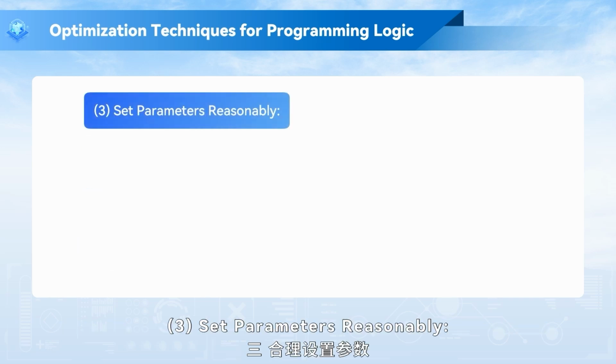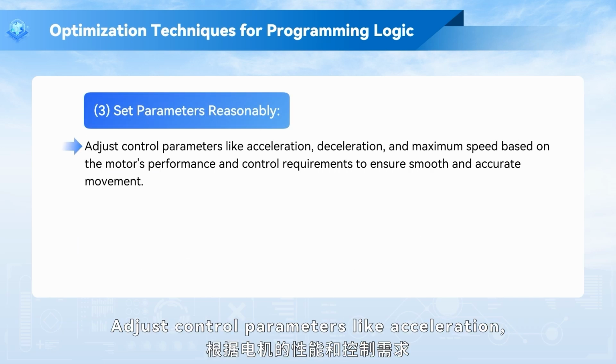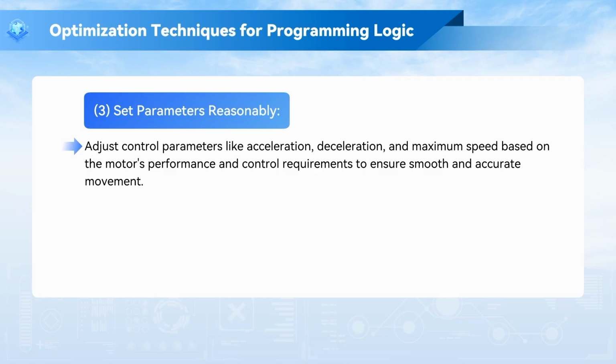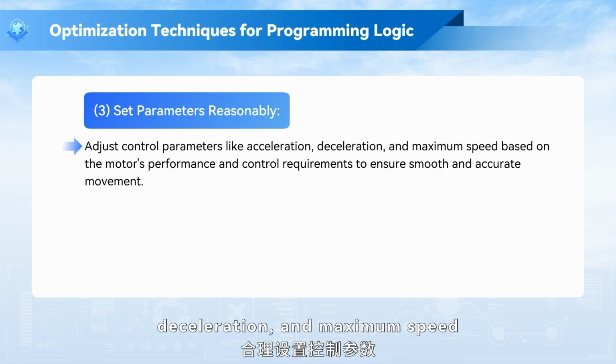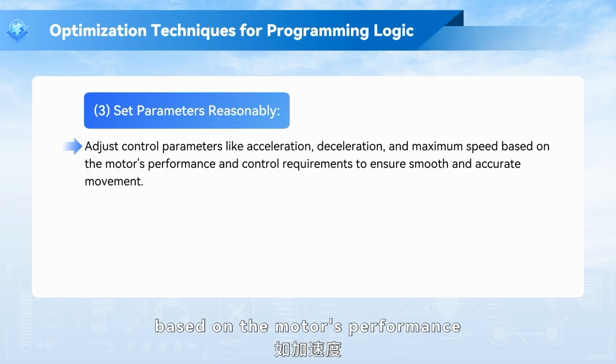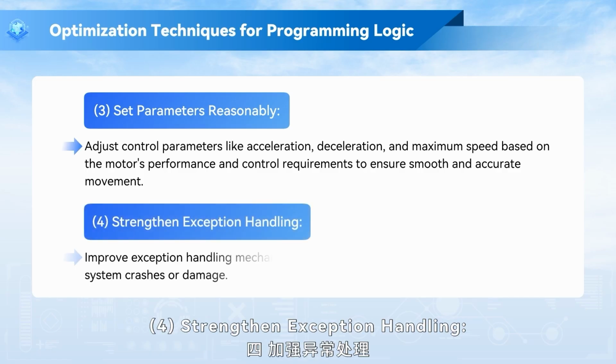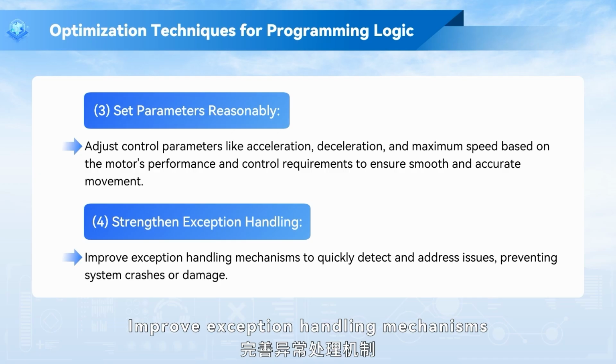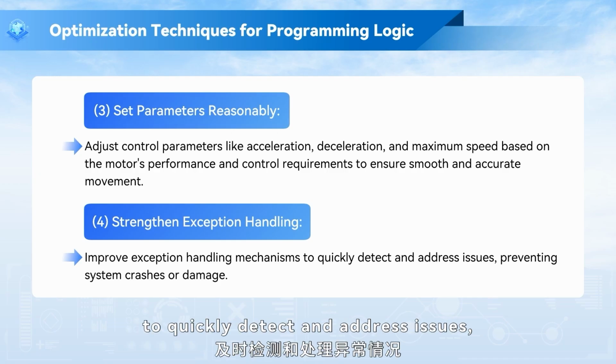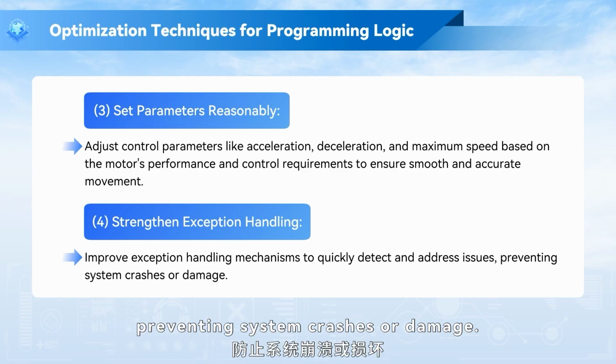3. Set parameters reasonably. Adjust control parameters like acceleration, deceleration, and maximum speed based on the motor's performance and control requirements to ensure smooth and accurate movement. 4. Strengthen exception handling. Improve exception handling mechanisms to quickly detect and address issues, preventing system crashes or damage.